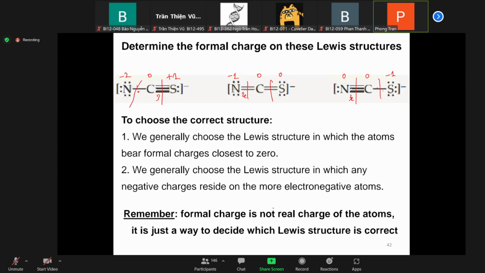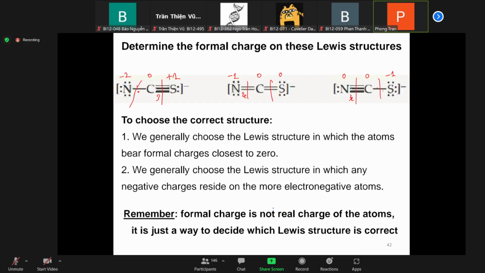Okay, so we have already calculated the formal charge of all the atoms in the 3 chemical Lewis structures. To choose the correct structure, we base it on 2 rules. First, we generally choose the Lewis structure in which the atoms bear formal charges closest to 0.